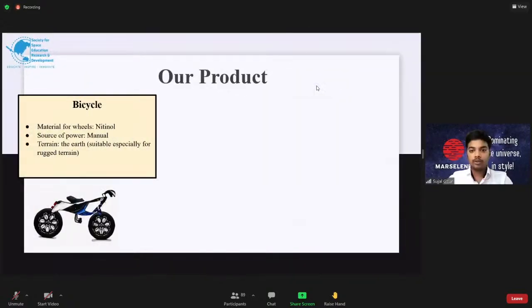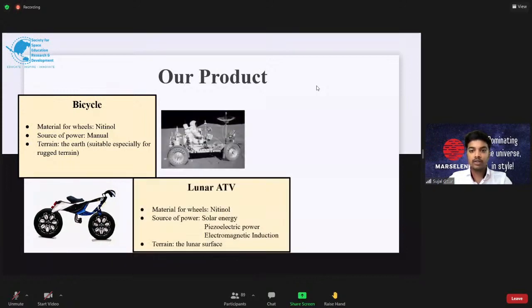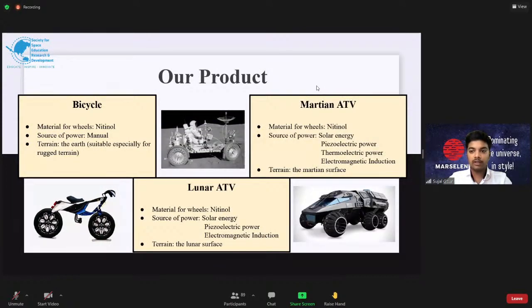So, moving ahead, due to these properties, we plan on following the example set by NASA and using nitinol as the material for making wheels for all our products. There are a couple of advantages of using this. Nitinol wheels will not get permanently damaged on the rough terrains of the Moon and Mars. They will be airless, so a change in pressure will not affect their functioning.